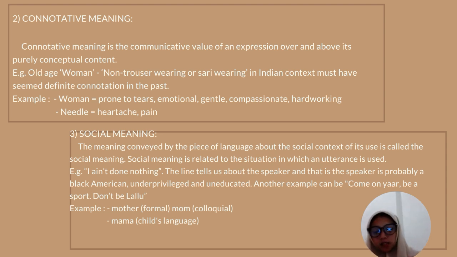So this talks about how that speech is of poor people, for example. They don't have education and they don't have privilege or a certain lifestyle, for example. So the social meaning talks about how they create some words, for example. And then the other example: mother is formal, mom is colloquial, and mama is child love language. So mother is formal, for all girls who have married and had children, that is mom.